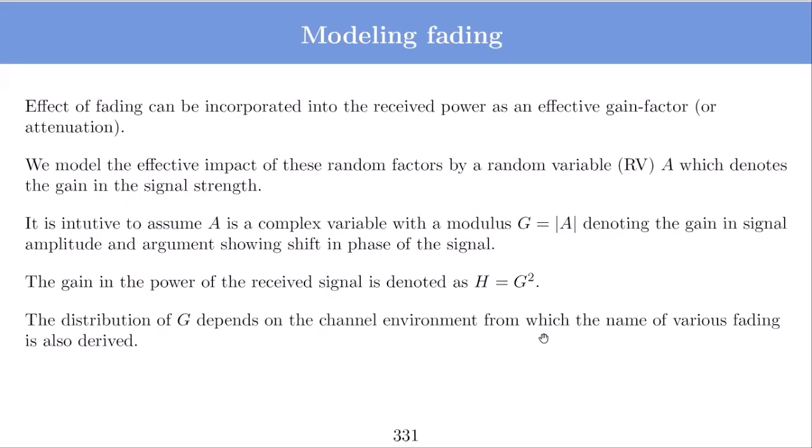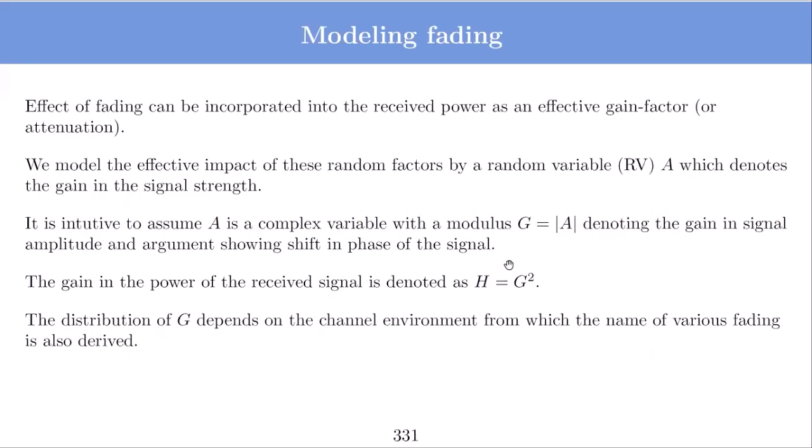It is intuitive to assume that A is a complex variable, because the angle of it will tell how much phase has shifted, and the magnitude will tell how much is the gain in the signal amplitude. So the norm, mod of A, will tell you the gain in the signal amplitude, and the argument shows the shift in the phase of the signal. And eventually, this is the gain in the signal. So the gain in the power of the signal would be G square, which is mod A square.